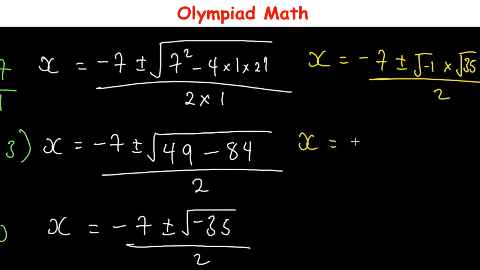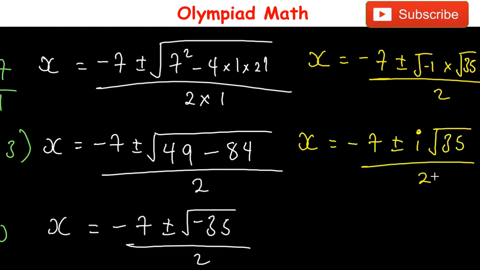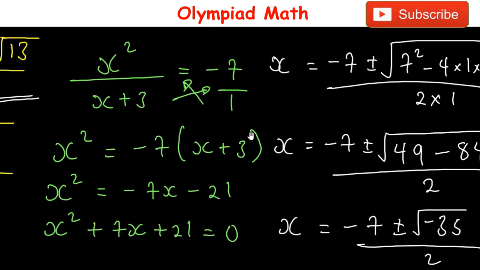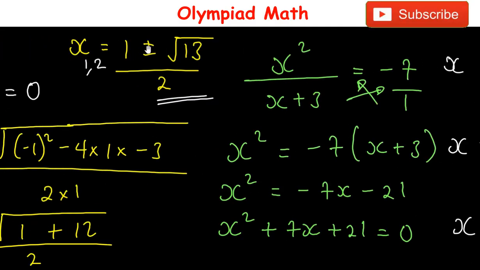Next, x is equal to minus 7 plus or minus root minus 1 is i, then times root 35, divided by 2. So with this, we have the third and the fourth solution of x. Meanwhile, the first solution of x from this right here is 1 plus root 13 over 2.